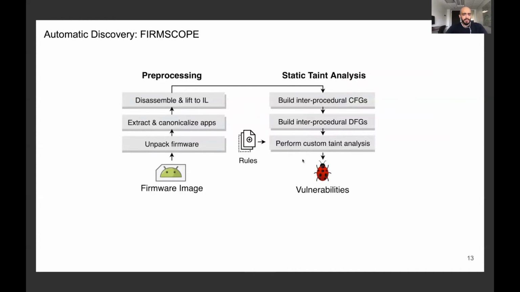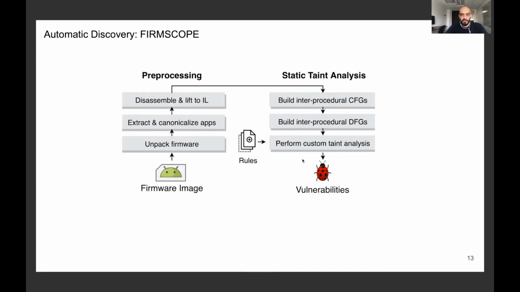So that's our workflow of FIRMSCOPE. It has two stages: a pre-processing and a static taint analysis stage. In the pre-processing stage, we unpack firmware images, we extract and canonicalize apps, then we disassemble them, and translate them into an intermediate language.